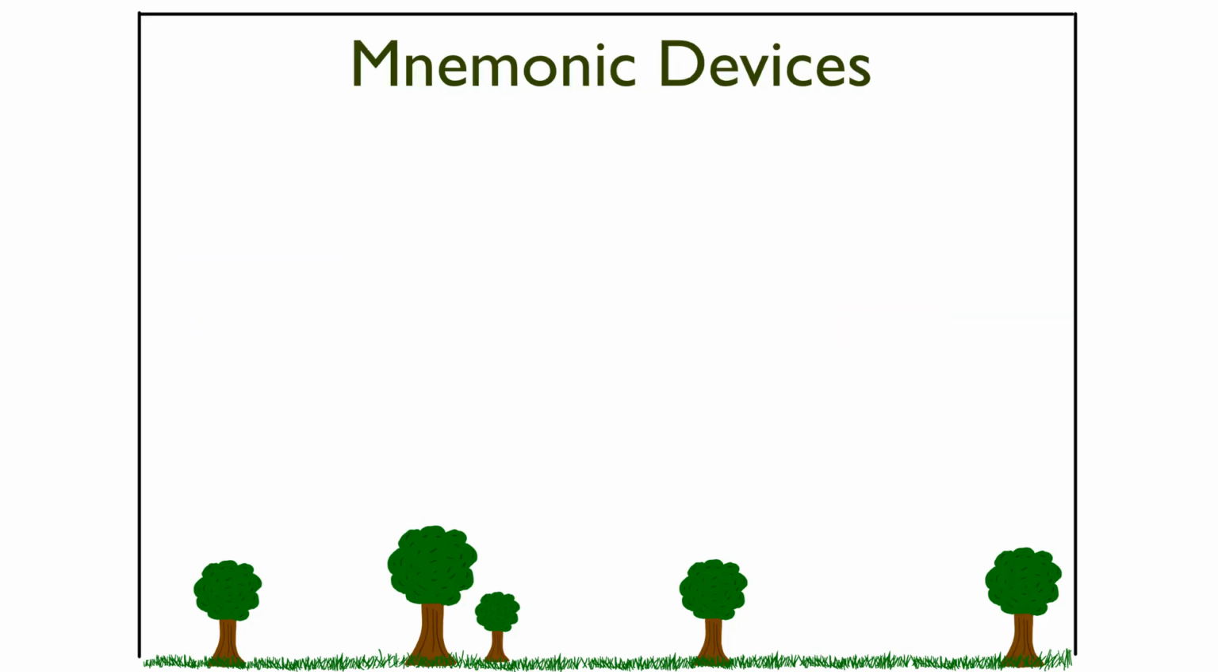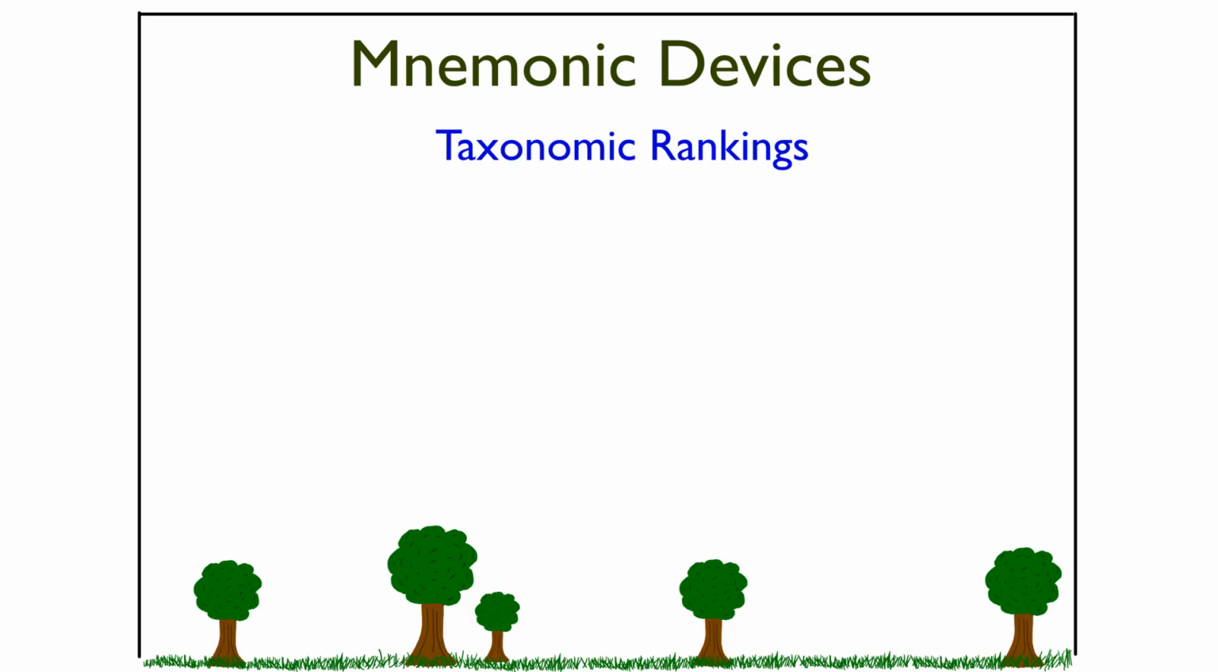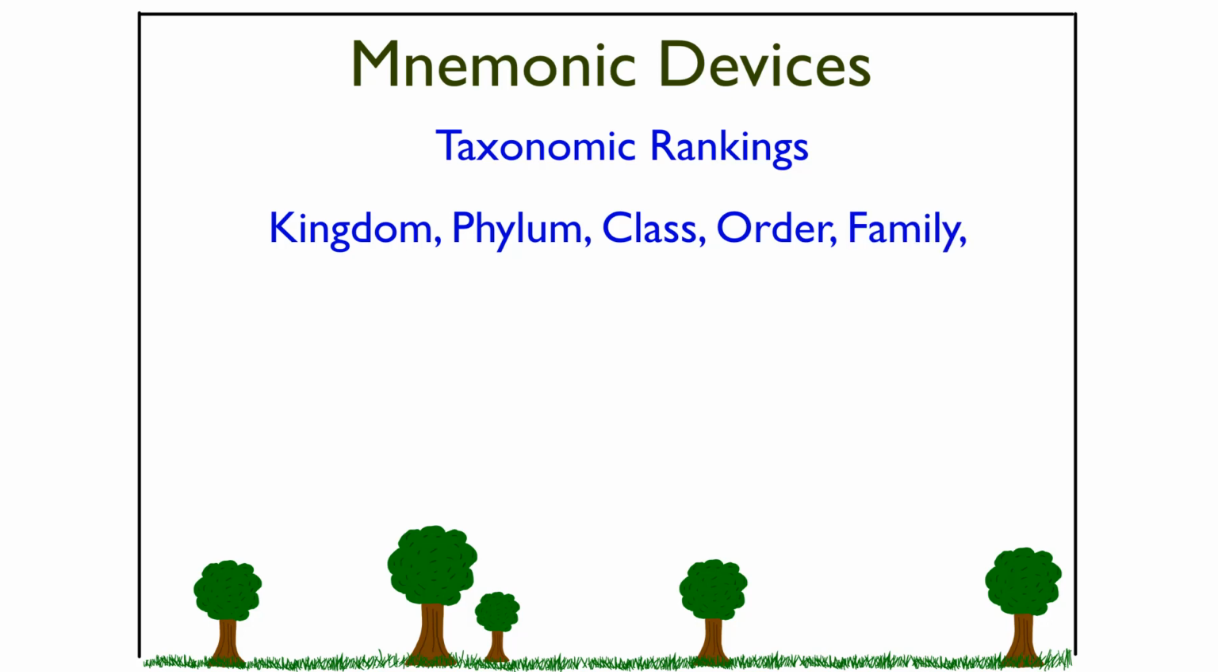Let's start with mnemonic devices. Mnemonic devices are defined as using elaborative encoding, retrieval clues, and imagery to help enhance recall. Let's try it with the taxonomic rankings since we're focusing on biology. If you can remember them, they are kingdom, phylum, class, order, family, genus, species, and variety. It's pretty tough to remember all of them, especially in order, but if you take note of the first letter of each of them, we can use that order to create a mnemonic device.